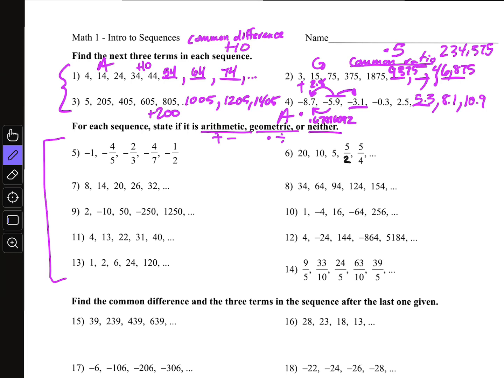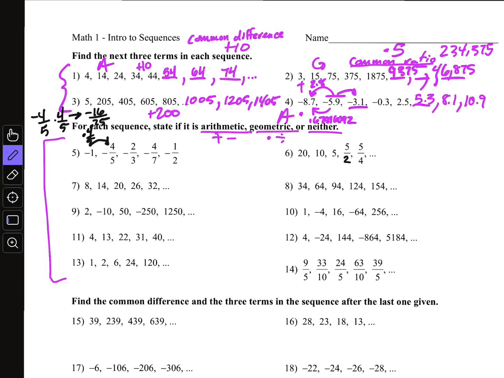Alright, so number 5. We start at -1, then we go to -4/5, then -2/3, then -4/7, then -1/2. Alright, so is there a pattern going on here? Well, if it was multiplication, I'd have to times by 4/5. So 4/5 times 4/5, -1, that would be -16/25, which will not reduce to 2/3. So I know it's not geometric.